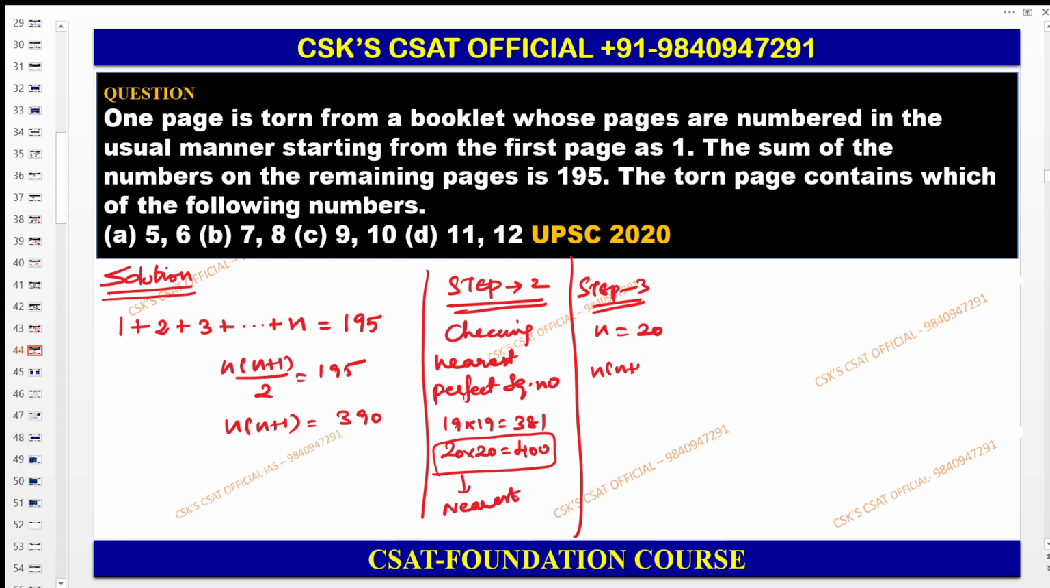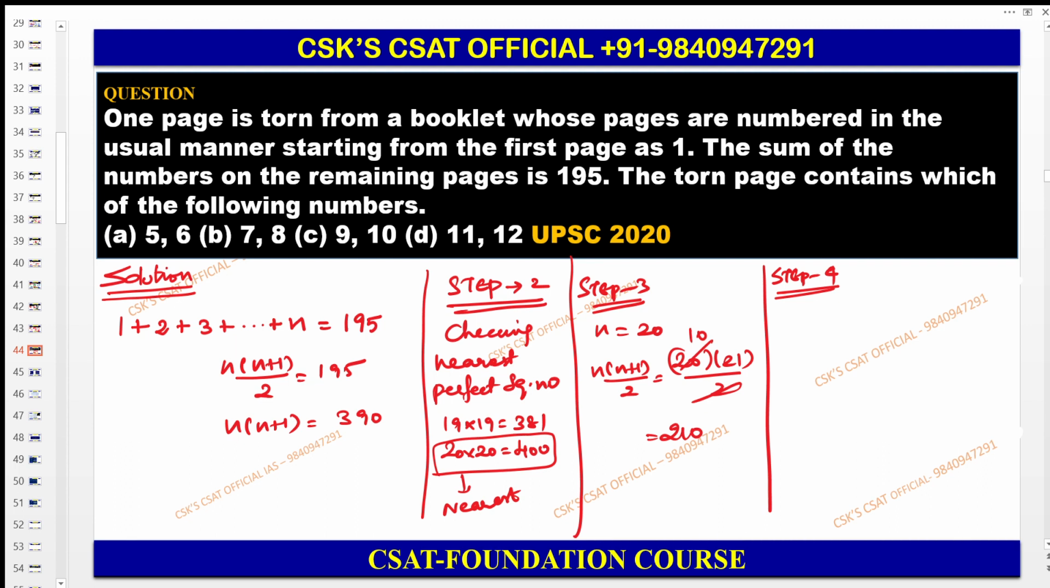So therefore n into n plus 1 by 2 is equal to 20 into 21 by 2. We can cancel this here, 10, which is nothing but 210. So now step number 4: find the missing pages. Find the difference here.